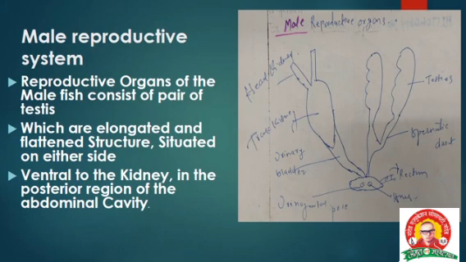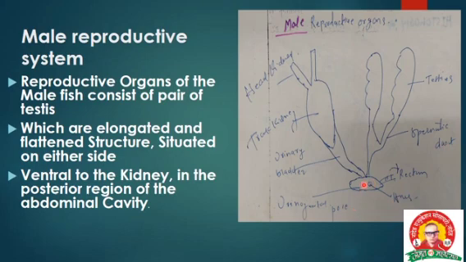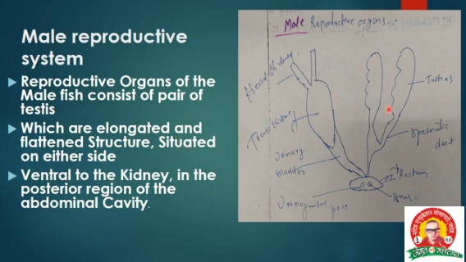What are the male reproductive organs? Here are mentioned the testes, spermatic duct, then below, the rectum, anus, and the urogenital pores. Above that, the urinary bladder, trunk kidney, and head kidney. All these points are important. Okay, we start the male reproductive system.